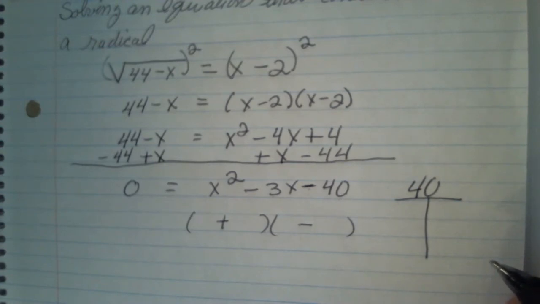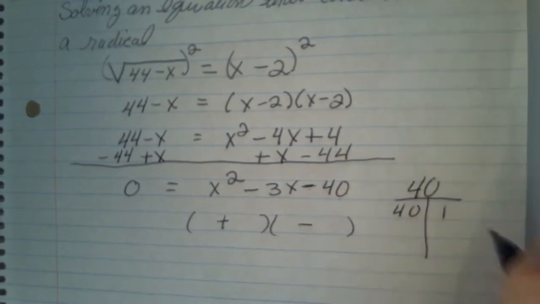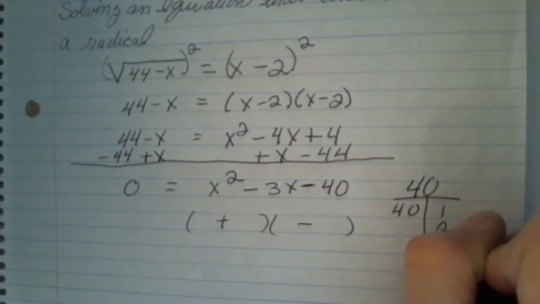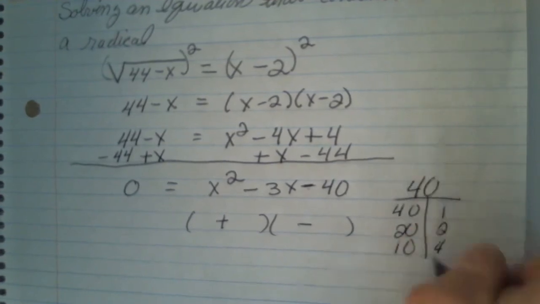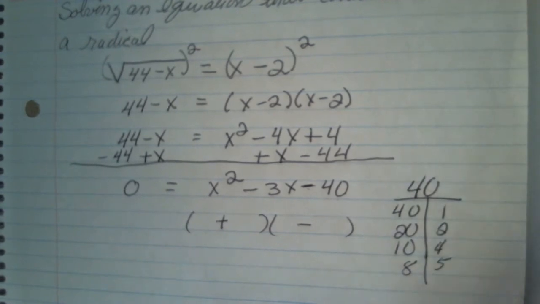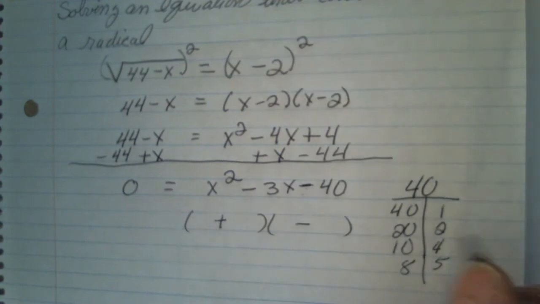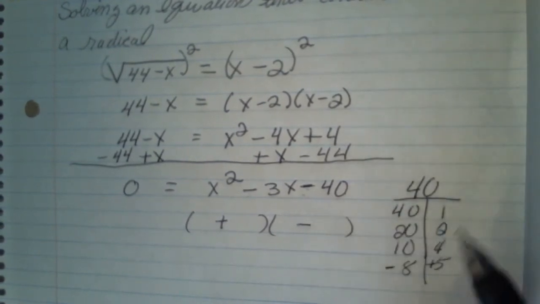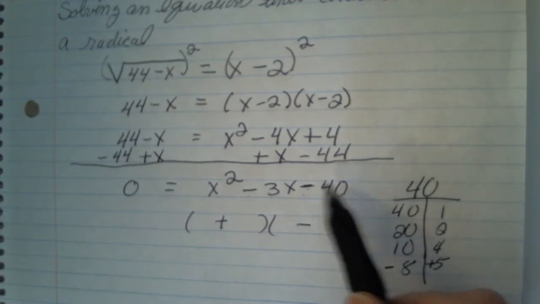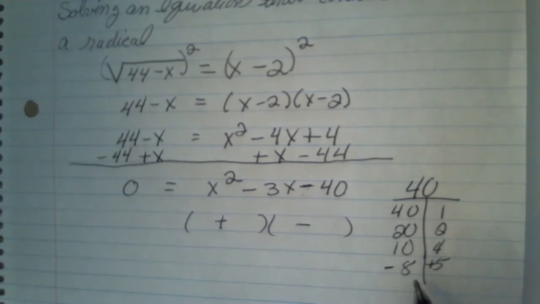Sometimes I can just spot the answer, but if I can't, I'll make a list of factors of 40. 1 times 40 is 40, 2 times 20 is 40, 4 times 10 is 40, 5 times 8 is 40. I'm looking for a pair of factors that subtract to get 3. Or I could say a pair of integers that add to get negative 3. Integers can be positive or negative.